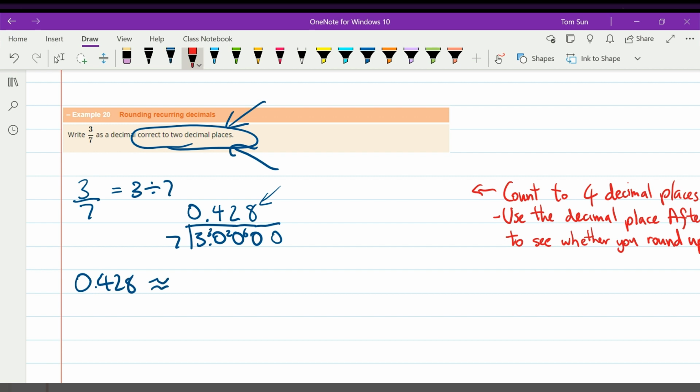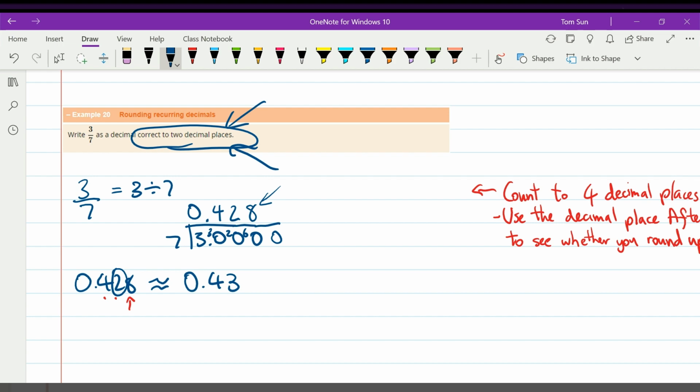I'm looking at 2 decimal places, 1, 2. This third number tells me whether I should go up or down. It is 5 or greater, so it has to be rounded up. So the number becomes 0.4, and this is the number that goes up or down. So this number goes up, so it's 0.43. I've rounded it to 2 decimal places. Hopefully this helps. Give it a go.